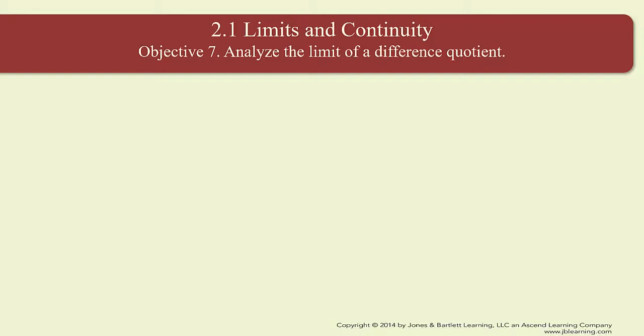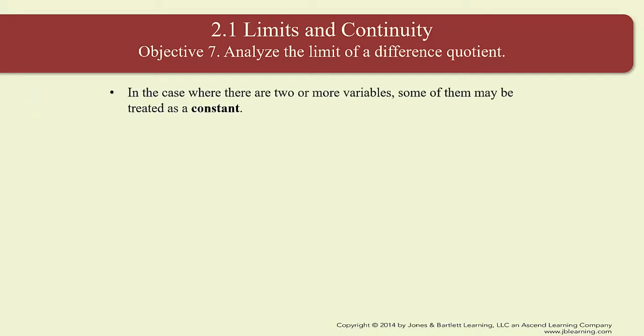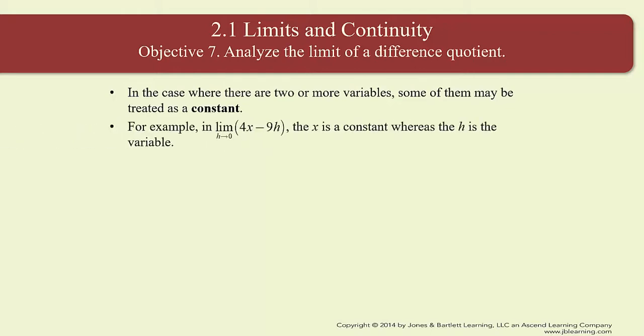The next objective we're going to look at is the limit of a difference quotient. To build up to this, we're going to encounter some situations where it looks like there are two or more variables present, but some of them are actually treated as a constant. So for example, in this statement, the limit as h approaches 0 of 4x minus 9h. Since this limit statement says limit as h approaches 0, we treat that x as a constant. h is the only variable mentioned.